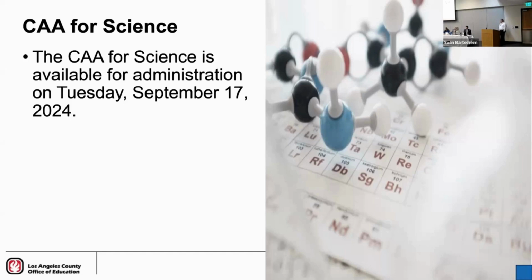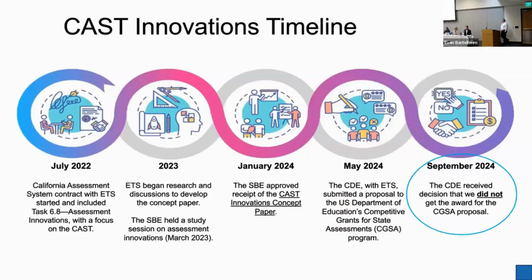Those embedded performance tasks are intended to be administered once at a time and throughout the year. So be sure to look into that and get those into your schedule for the year-long schedule. If we look at the structure of a performance task embedded in learning, which is the structure of the CAA for Science, we can reflect on the CAST Innovations concept paper and the timeline for development of performance tasks embedded in learning for all CAST science assessments.